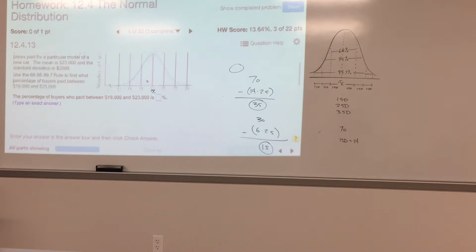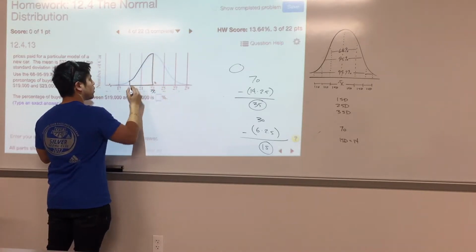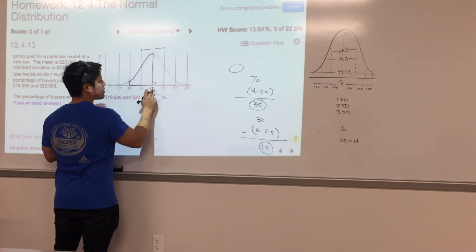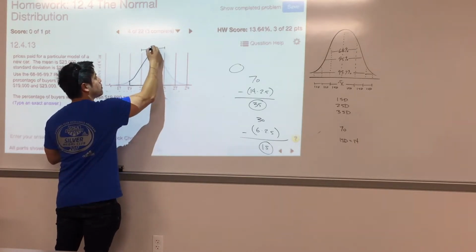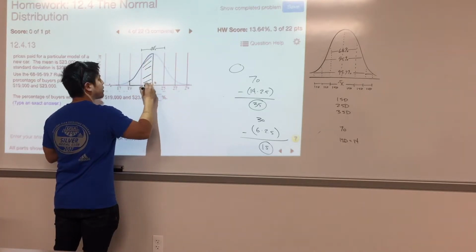Let's actually go and answer the question, all right? So here's the question: the percentage of car buyers who paid between $19,000 and $23,000. How would we go and figure that out? So we know this is the mean. They want the percentage of car buyers that fall there. If we know that from here to here, one standard deviation of the mean, is how much? 68% of them. Then we can actually determine how much this piece is already.